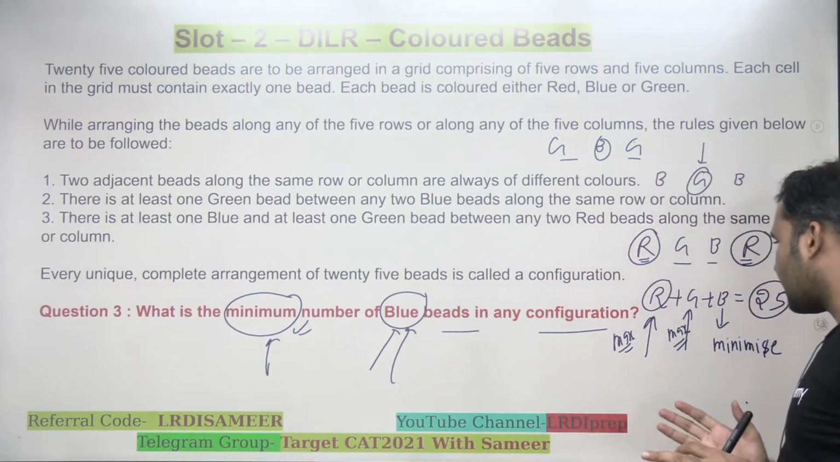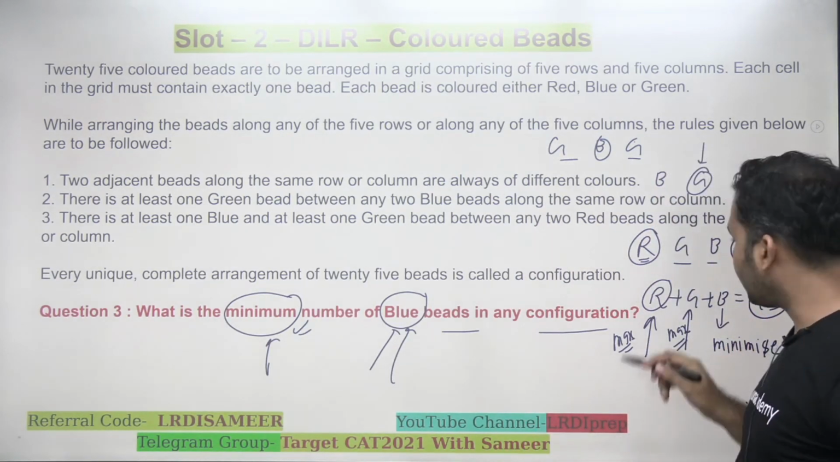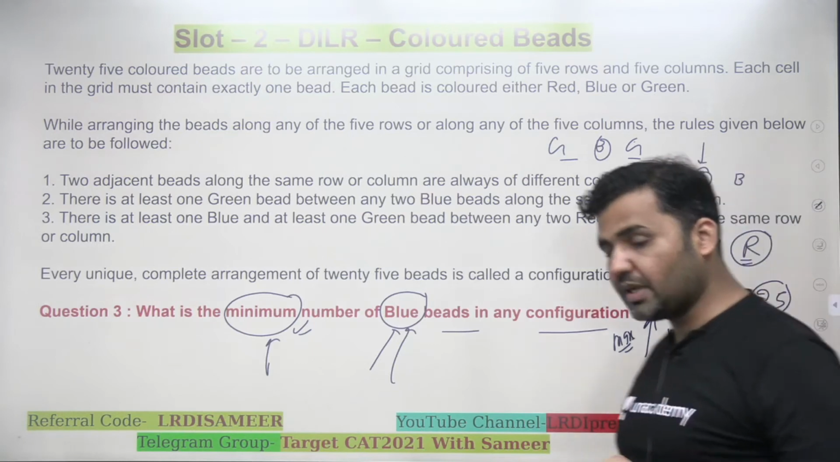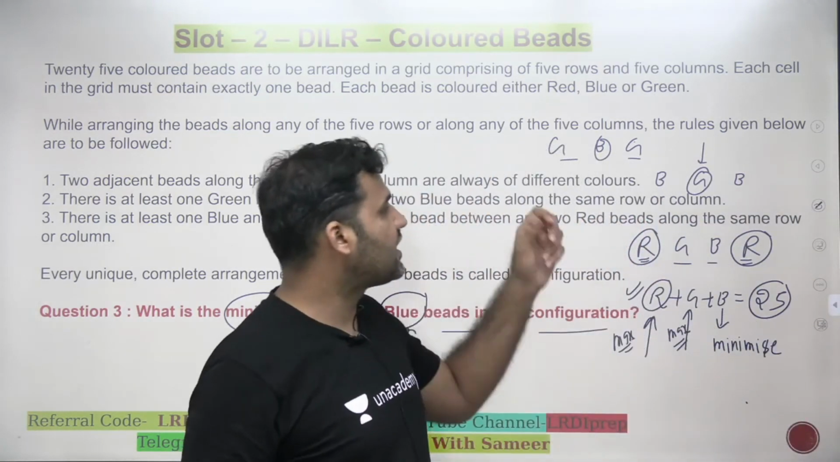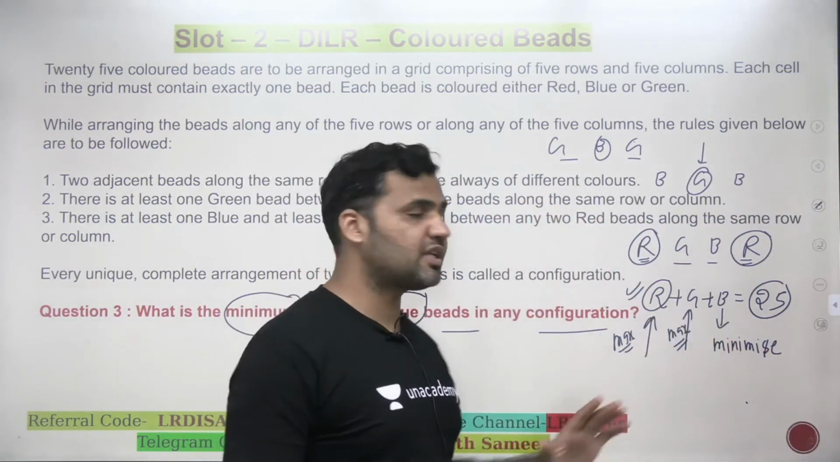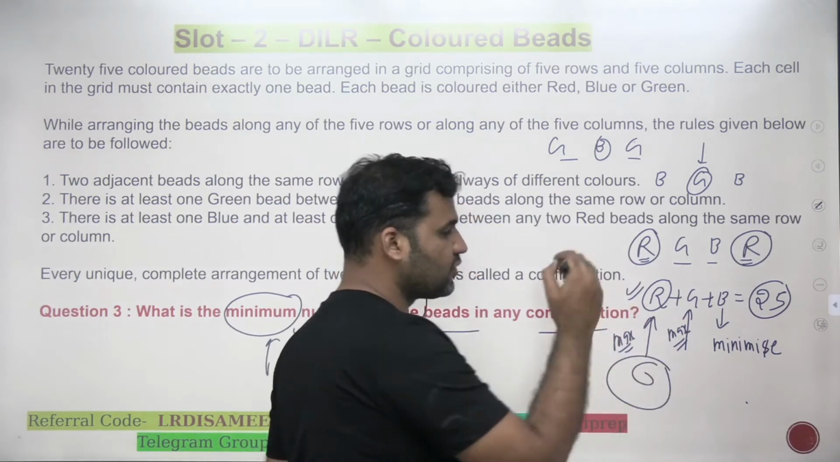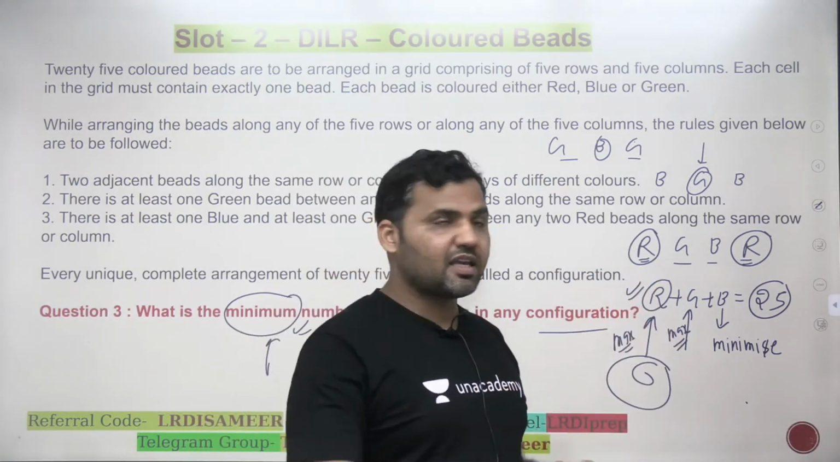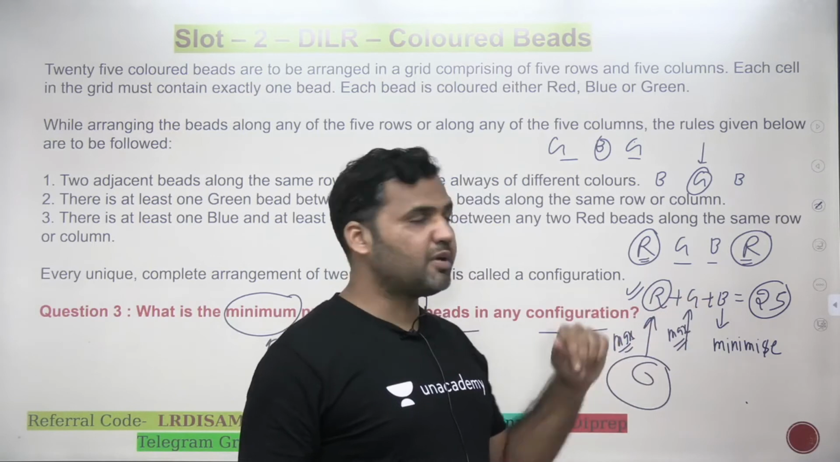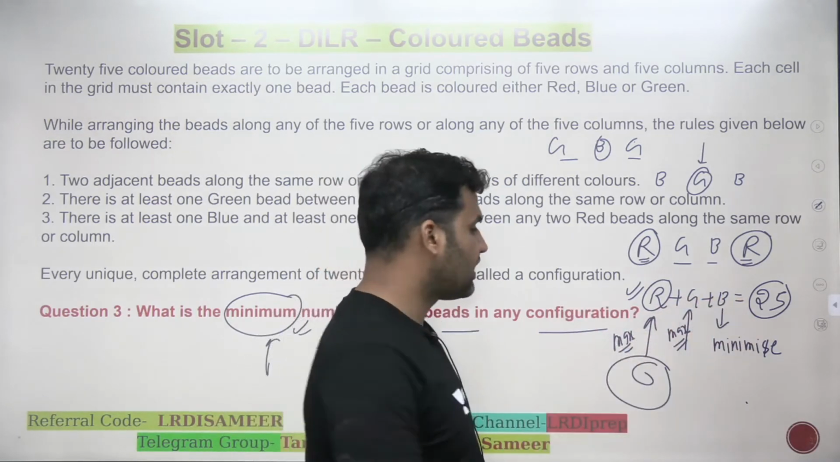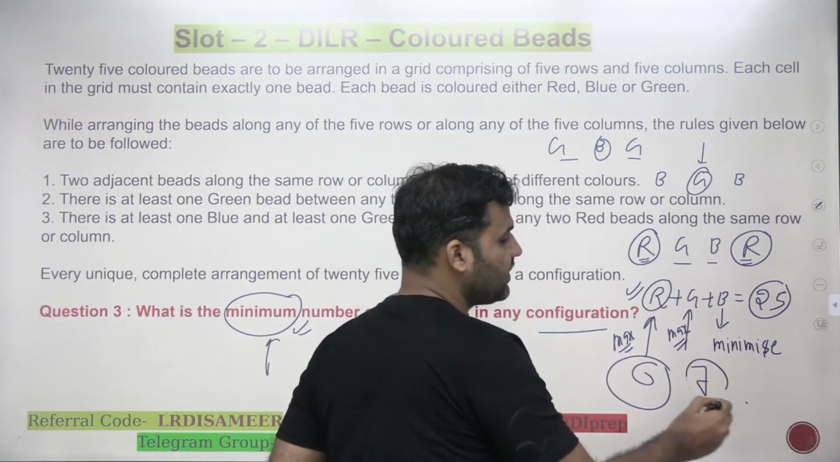So we have taken the cases, right? In one case, I try to maximize the number of red beads and satisfy the condition and check the number of blue beads. In that case, the number of blue beads used were 6. And in the other case, I tried to maximize the green beads and check the number of blue beads. In that case, the number of blue beads was 7.